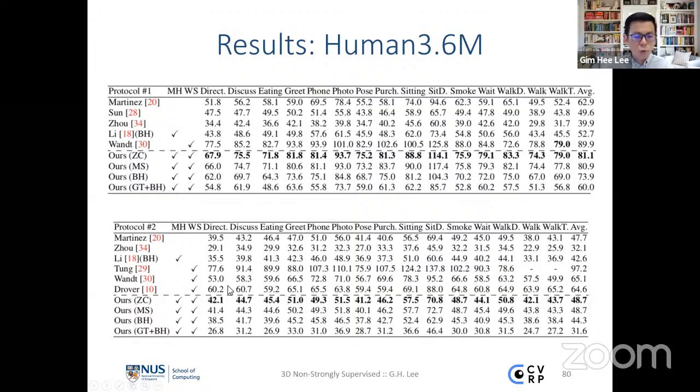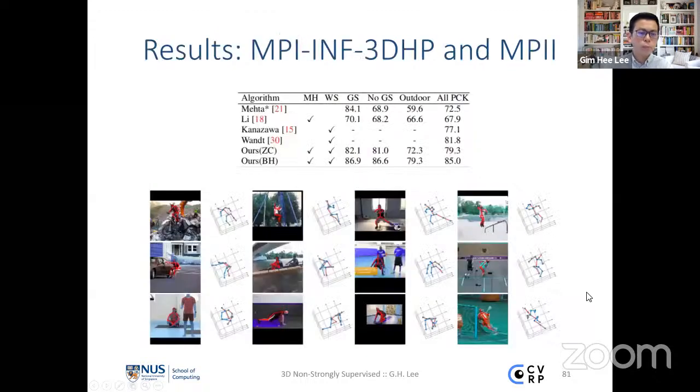And on protocol 2, we can see that our result is comparable, or actually better than the existing weakly supervised networks on protocol 2 over here.